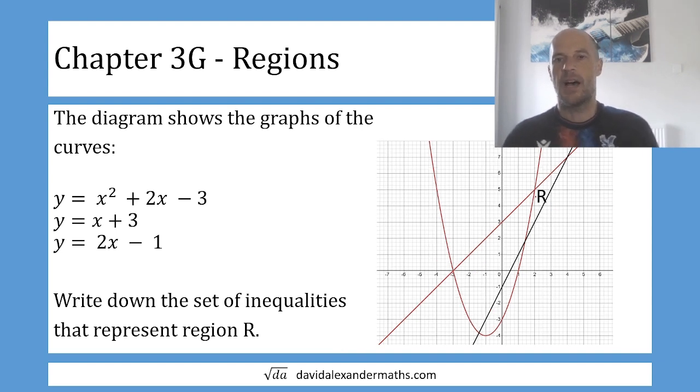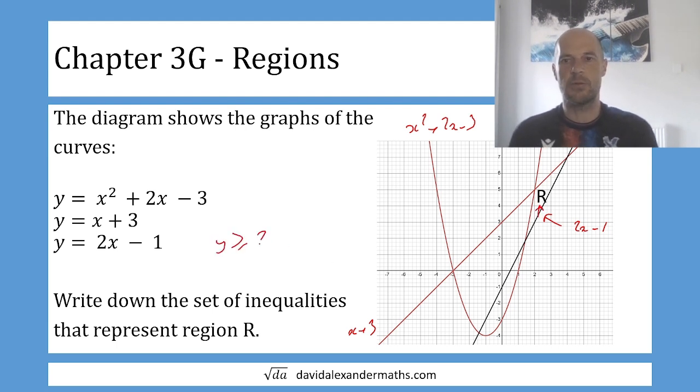Okay, so again, similar question. So again, this is the x squared plus 2x take 3. This is the x plus 3. And this one here is the 2x minus 1. So the region is above the 2x minus 1. So y is greater than or equal to 2x minus 1. We can see it's below the x plus 3. So y is less than or equal to x plus 3. And it is also below the curve. So y is less than or equal to x squared plus 2x take away 3.